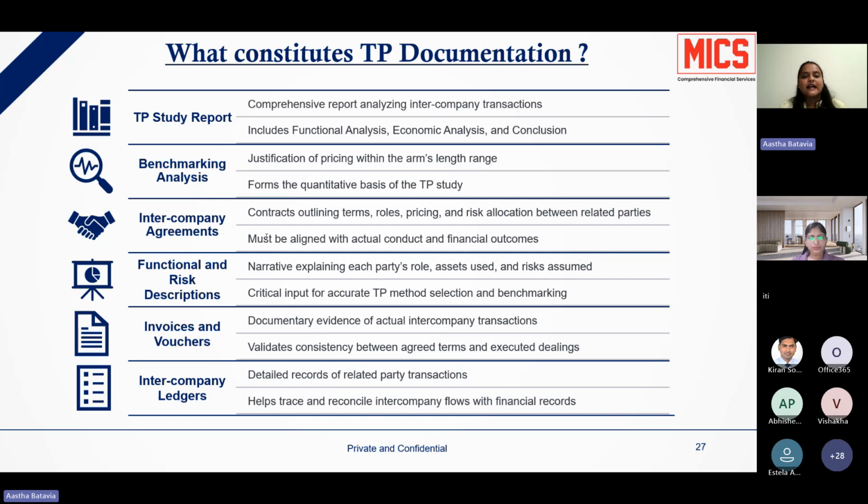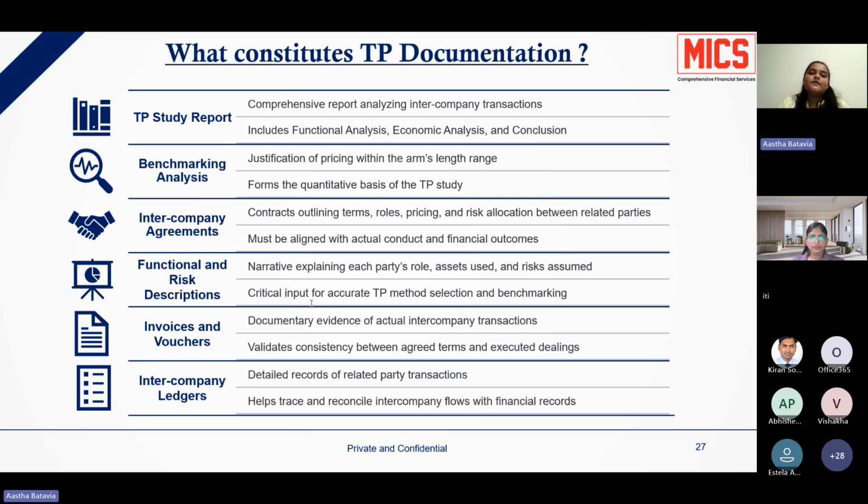Now, functional and risk descriptions. Why is it important? It is a kind of functional analysis that you can have. Before conducting any transactions, you should analyze this narrative. It explains who does what, which party owns what assets to conduct any transaction, and what risks are involved in your intercompany transactions. So this is critical for choosing the right TP method, supporting your benchmarking logic, and it will help the authorities understand the substance behind your structure. So have the functional analysis. All these documents are required.